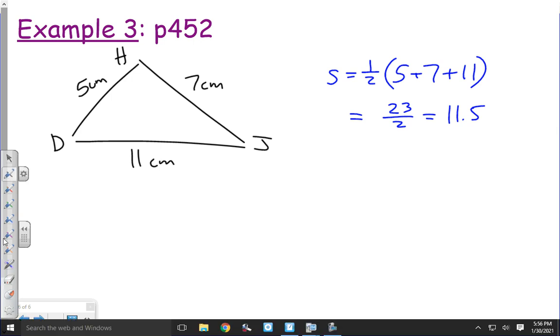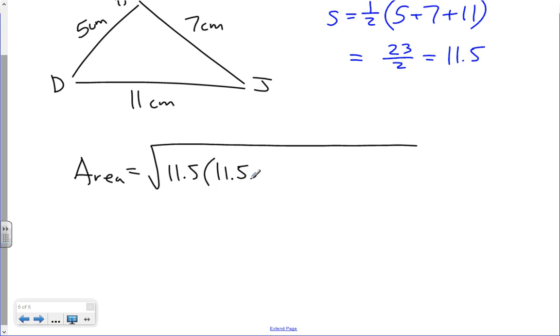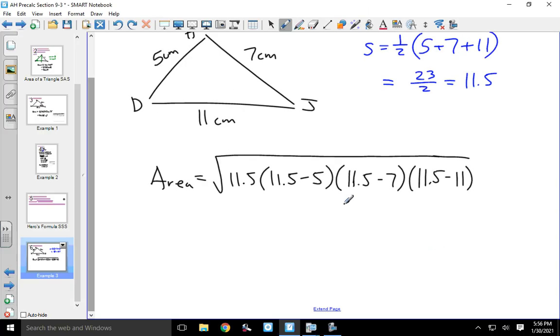All right, so now let's find the area using Hero's formula. Area is equal to the square root of this big, long calculation here. So it's the value of S, which is 11.5, times S minus A. A was equal to, I guess in our case it's J, right? Minus 5. And then 11.5 minus, in our case it's D, so that's the 7. And then 11.5 minus the value of H, which was 11 in this case. All right, so let's grab our calculator and see what we end up with. Hopefully we get that value that was around 12 here that we got on the previous problem.